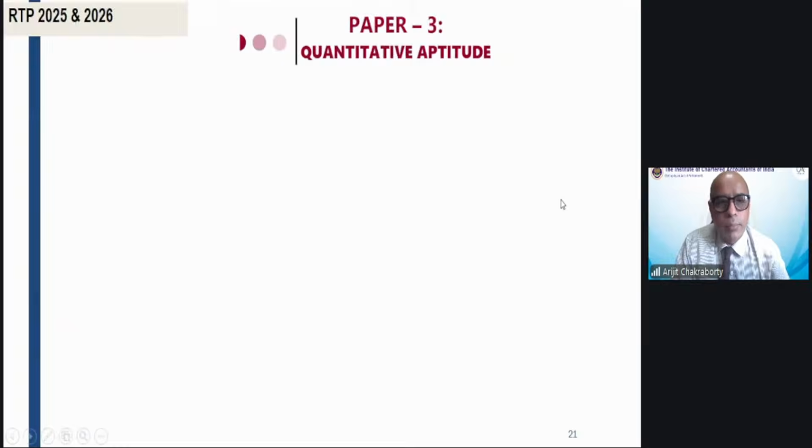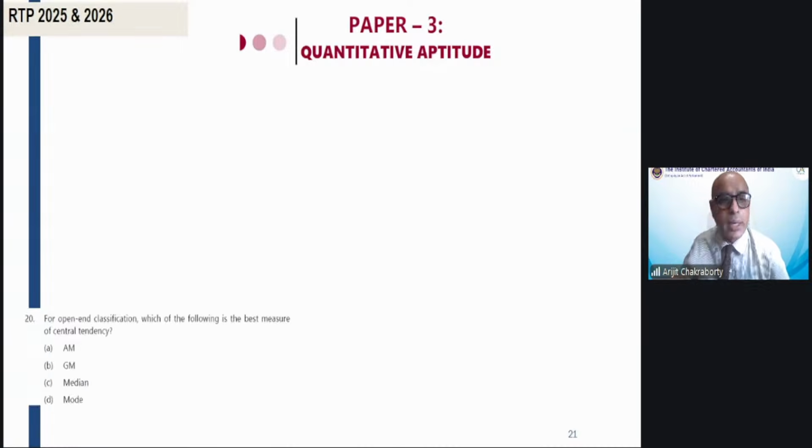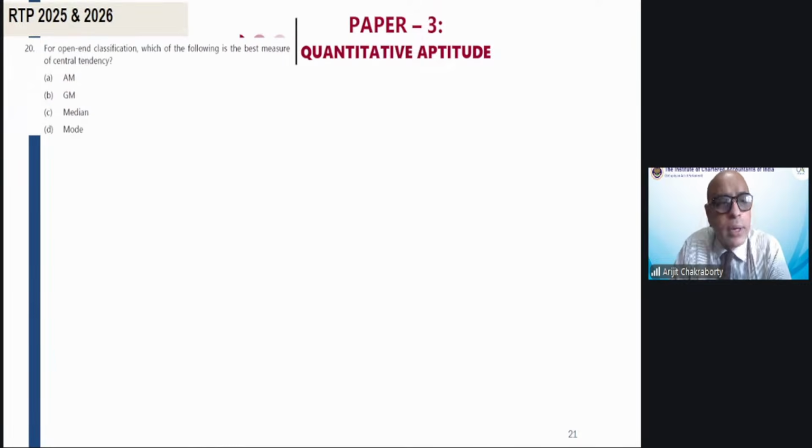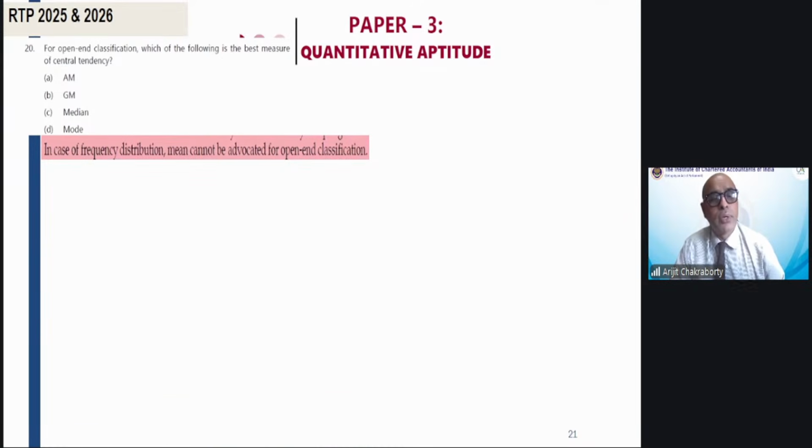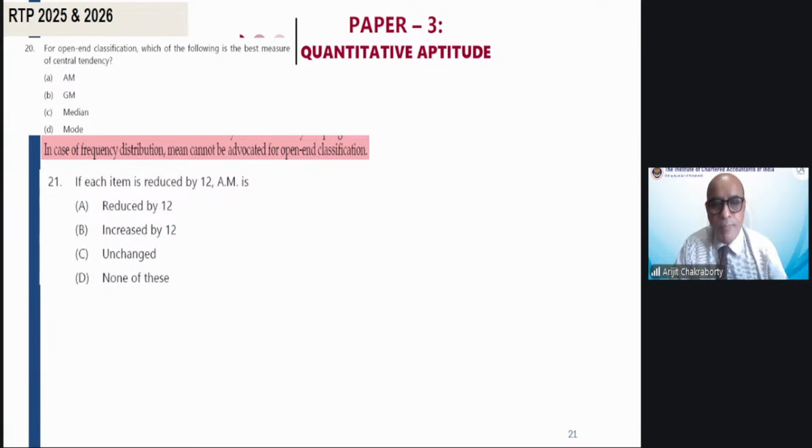Okay, we are proceeding now to the last part of our discussion. We have the RTP 2025-26. We are on slide 21 now. Question 20, for open-end classification, which of the following is the best measure? Well, for open-end classifications, definitely median will be the best measure.